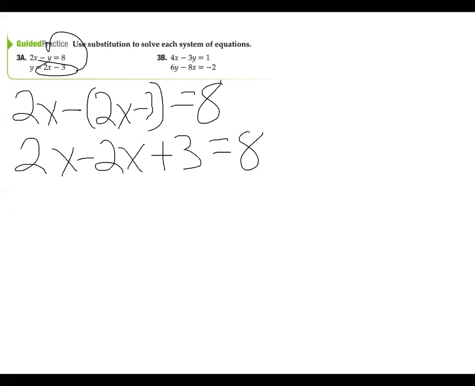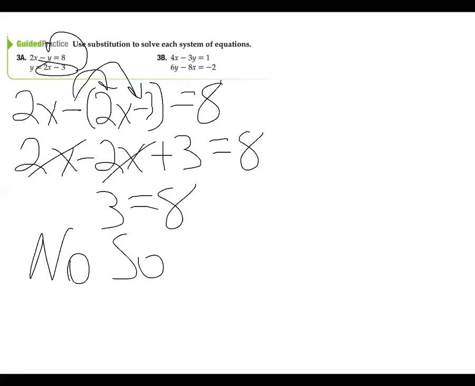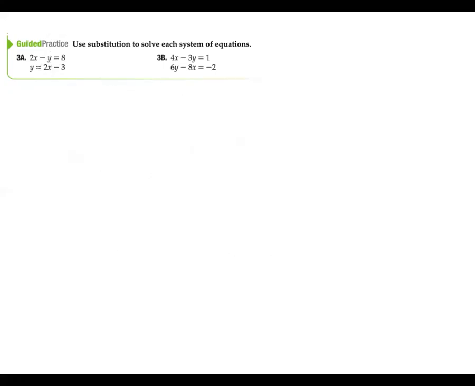Because the minus distributes here, makes it a minus 2x. It distributes here, and you have minus and negative or a positive. All right, the 2x's cancel, and I have 3 equals 8, which means there's no solution. So that system would be what's called independent, or inconsistent rather. There's no solution. Okay.